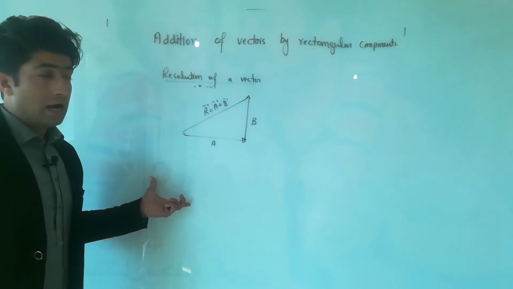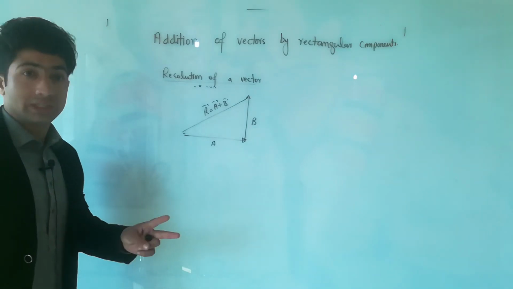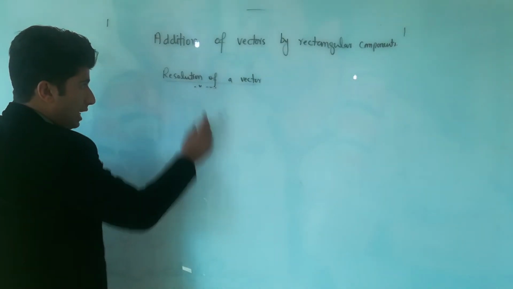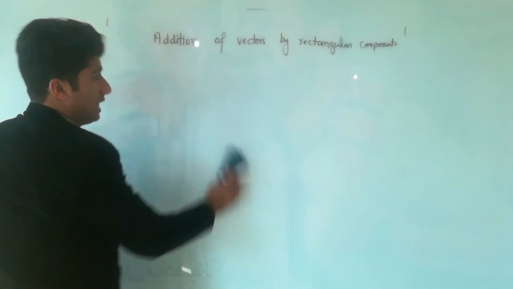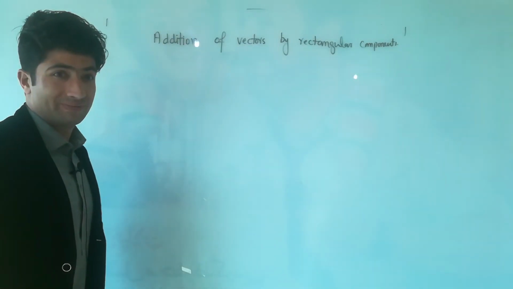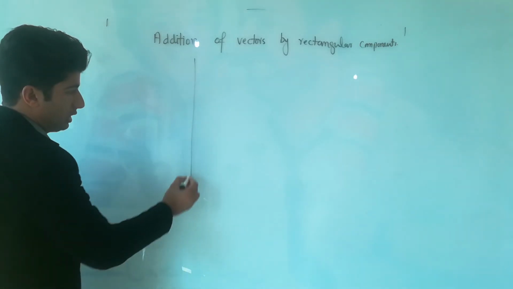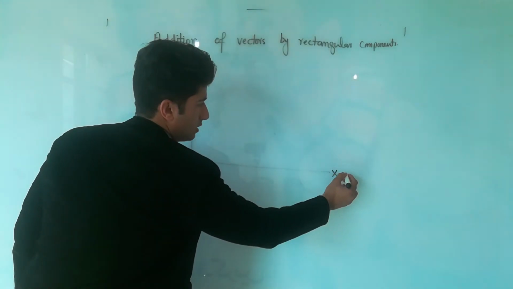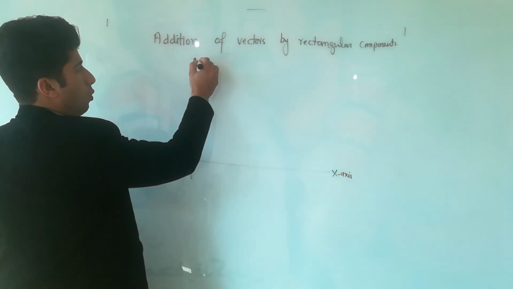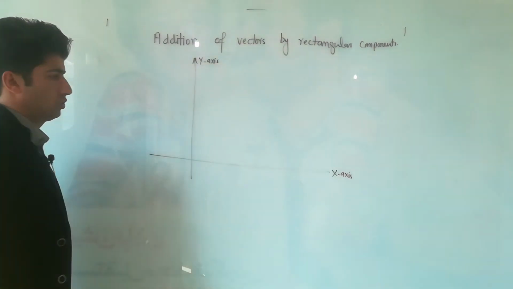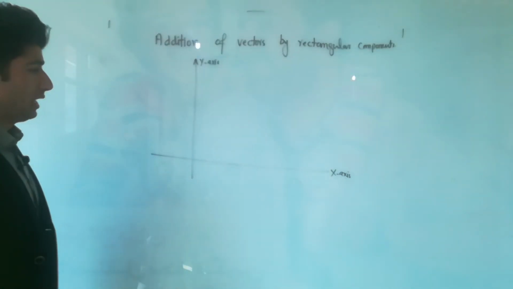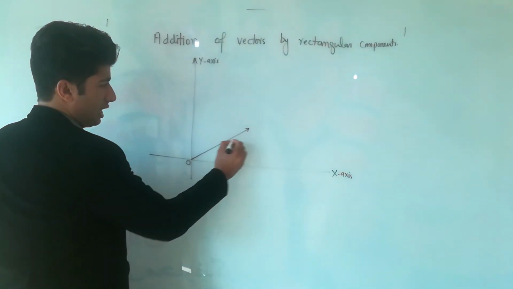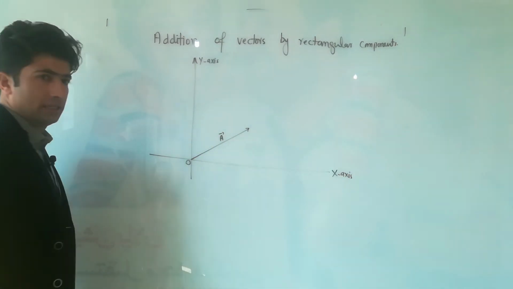Now when we add two vectors by rectangular components, this will be the case. These are two axes, one is the x axis and one is the y axis. Here we have these two axes. First, this is the origin. This is, let's say, a vector a.